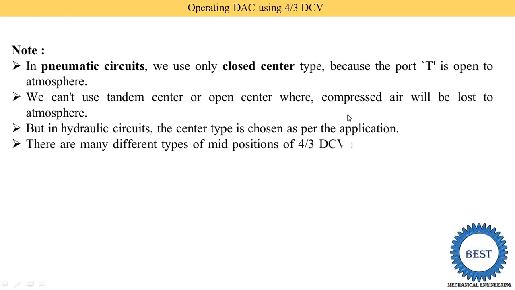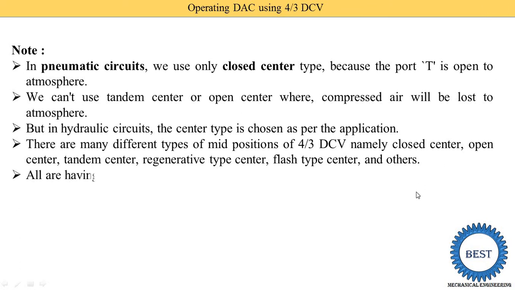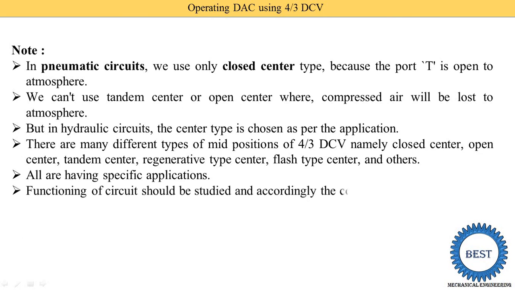There are many different types of mid positions of the 4/3 DCV, namely closed center, open center, tandem center, regenerative type center, float type center, and others. If you want to understand why these different positions are used and under which conditions, you need to go through the various symbols used for the directional control valve. I explain that in another video, and the link is provided in the I symbol as well as in the description, so you can watch it. All have specific applications and functioning in the circuit, so the center types will be chosen accordingly.